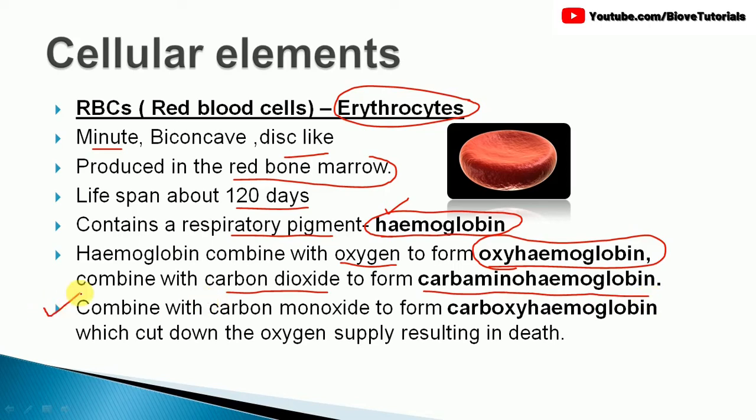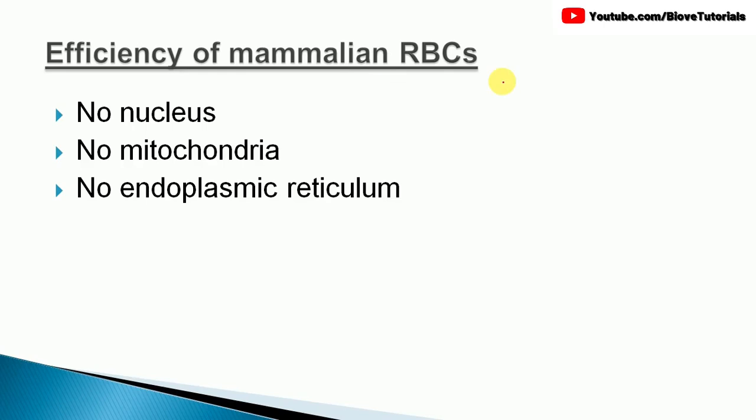Now this is the important part. Our hemoglobin combines with carbon monoxide to form a compound called carboxyhemoglobin. Okay, this is very dangerous. Why? Because if carboxyhemoglobin is formed, then the oxygen supply will be cut down. This particular compound cuts down the oxygen supply to our body, as a result of which there will be death. Okay, now there is one thing that you need to remember.